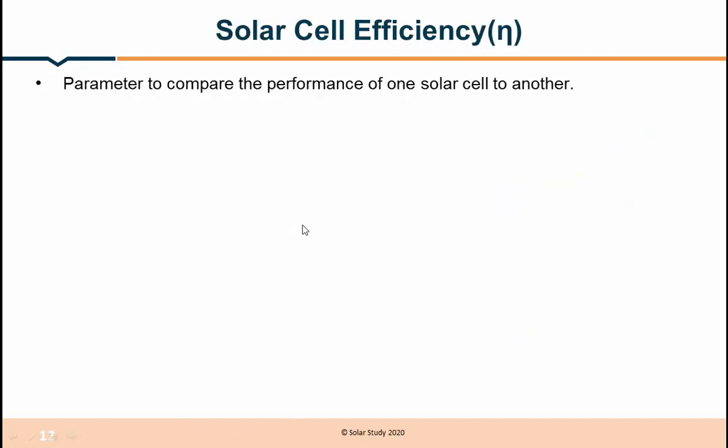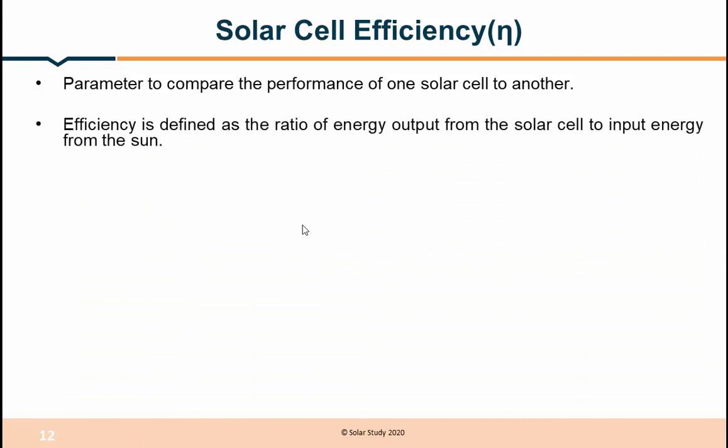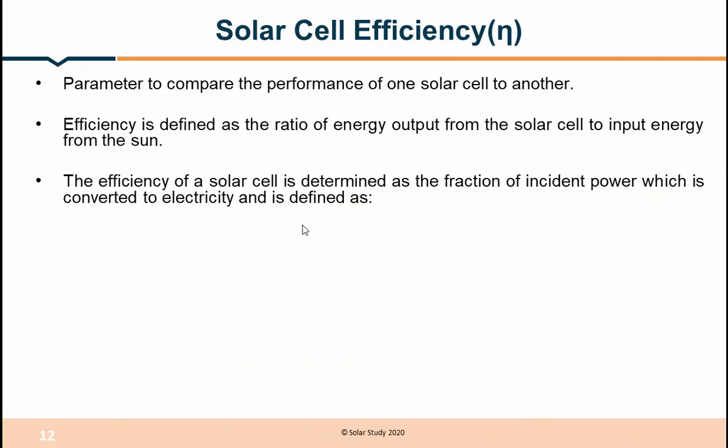Then how will I get the efficiency of the solar cell? Basically, what is the efficiency? That is nothing but the output energy divided by the input. If I take that output to input ratio, I will get the efficiency. In solar, it is nothing but the ratio of power output to power input. What is the output power? Output power is the maximum power I will get from the solar cell.